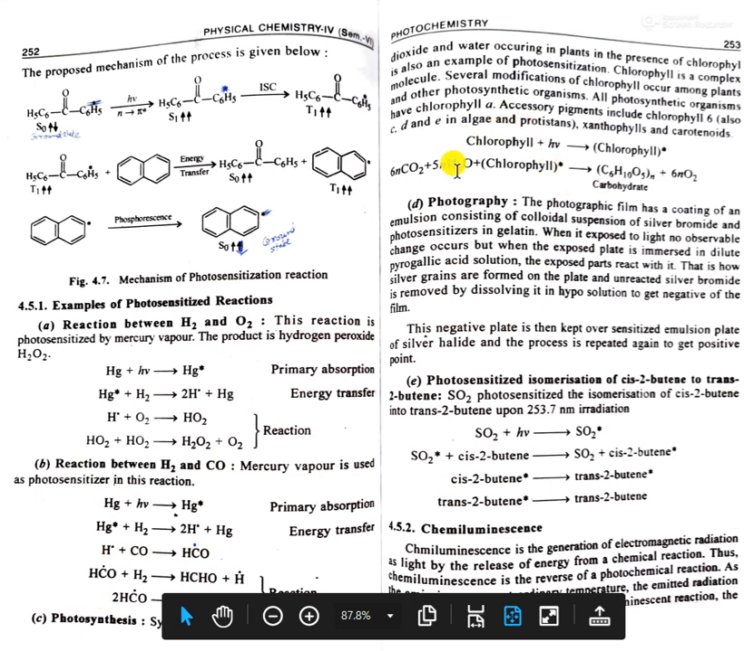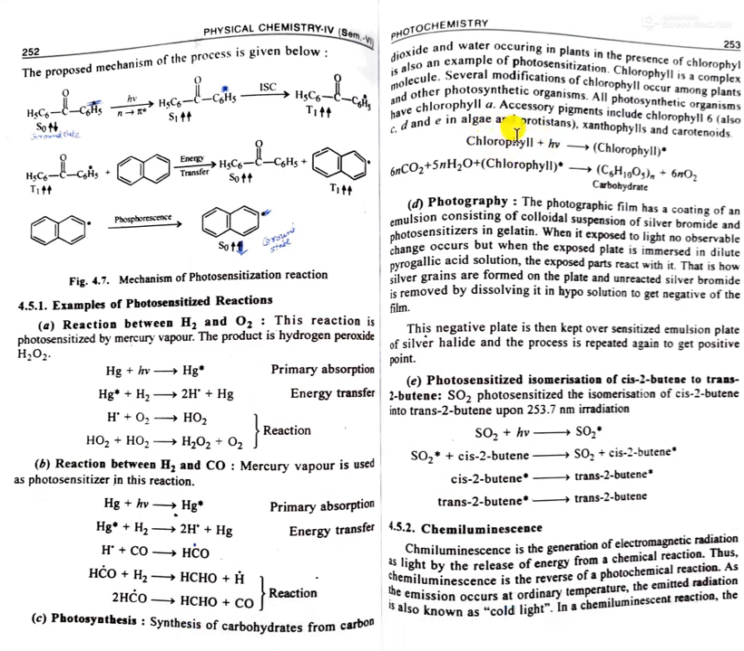Here in the case of photosynthesis, the chlorophyll molecule is acting as a photosensitizer. It absorbs a photon, gets converted to the excited state, and this energy is transferred to carbon dioxide and water for the production of carbohydrate. Then another example is photography.